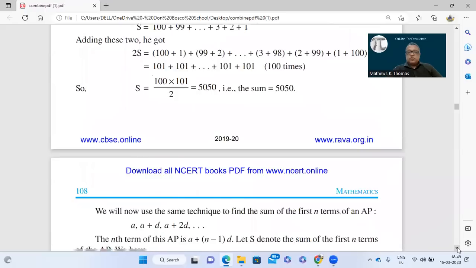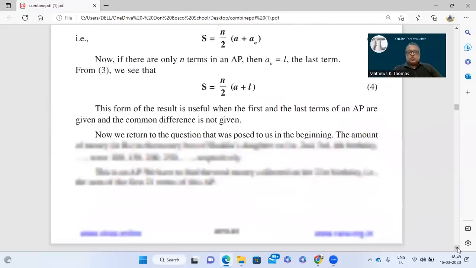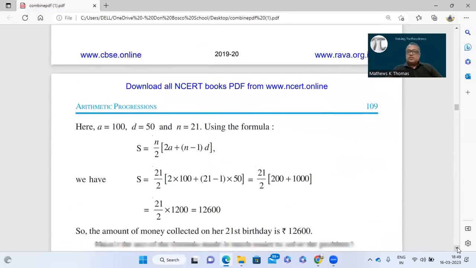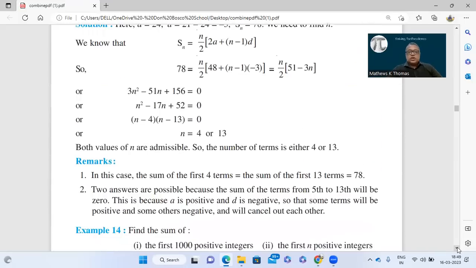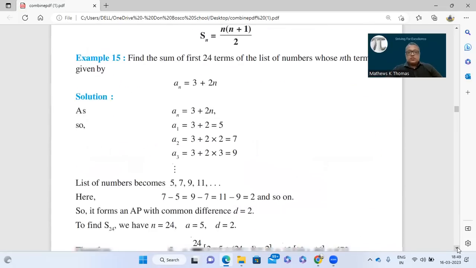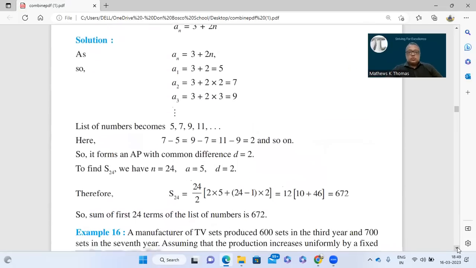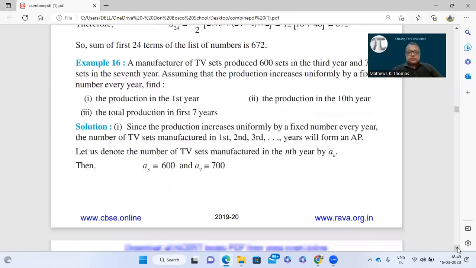Then we go to the sum of n terms. Sn is n by 2 into (2a plus (n minus 1)d). And Sn is n by 2 into (a plus l). There are two formulas. Both the formulas you should know. Depending on the question, we'll have to use that. So please go through all these examples, 15 and 16 here.